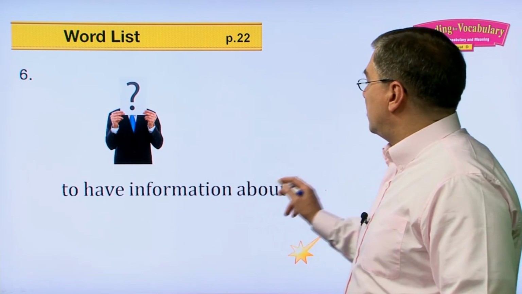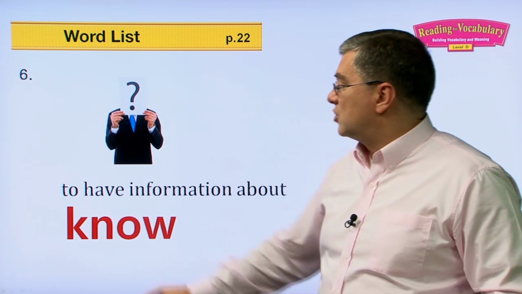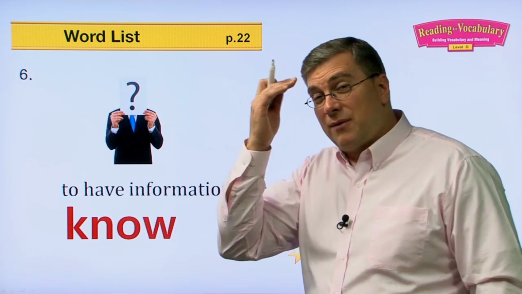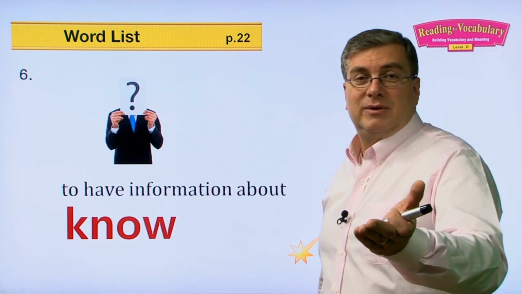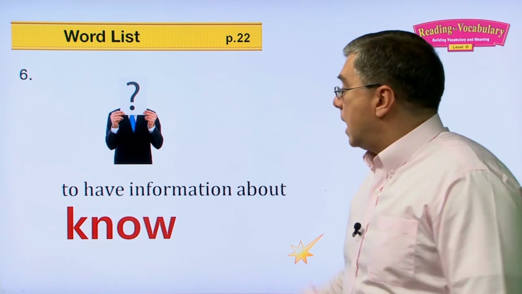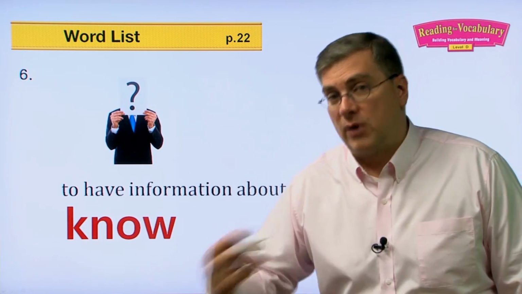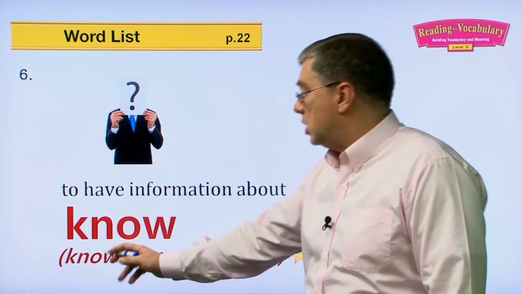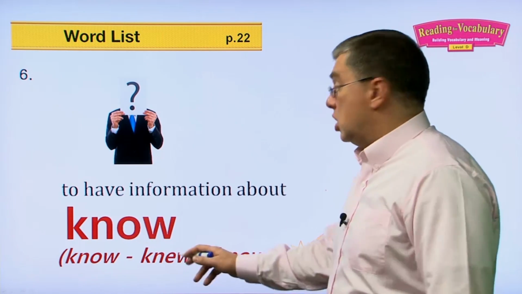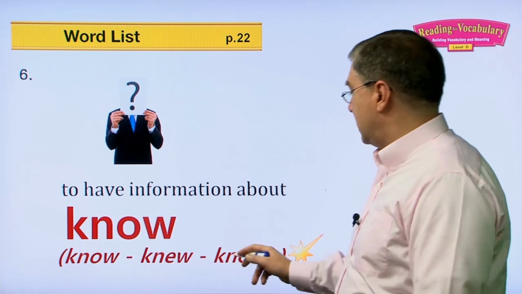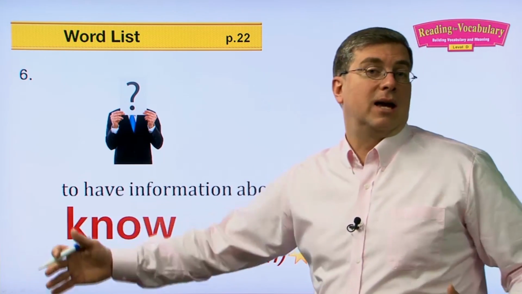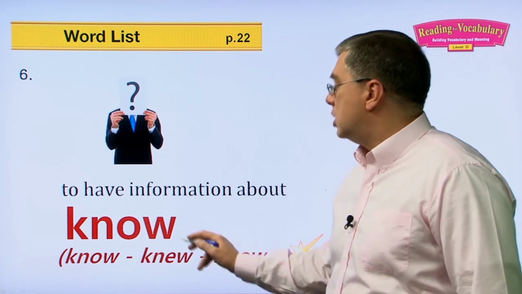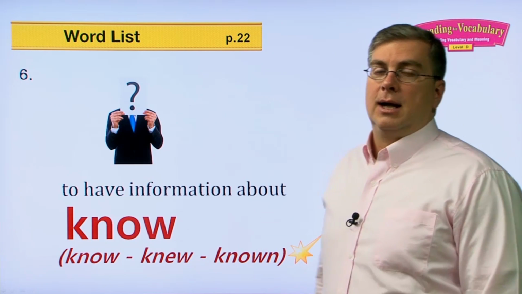To have information about. If you have information about something, you know it. So what information do you have inside your head? That's the same as asking, what do you know? Now, know is an irregular verb, so we use it when we're talking in the past. We say know, knew, and known. Maybe for a long time. I have known that for a long time. So to know, knew, known.